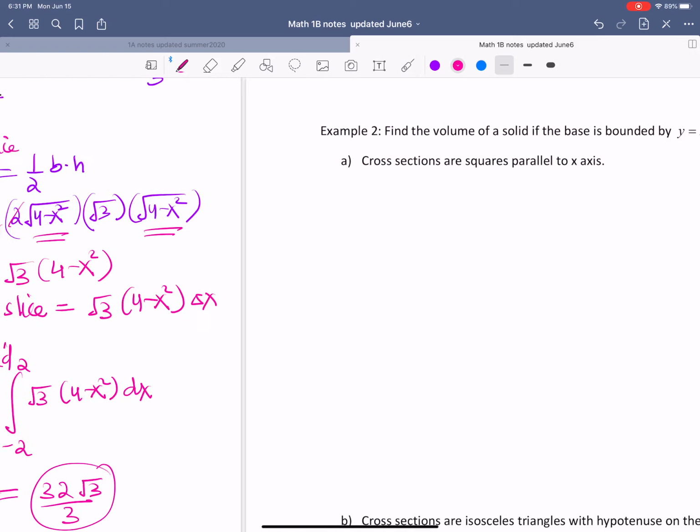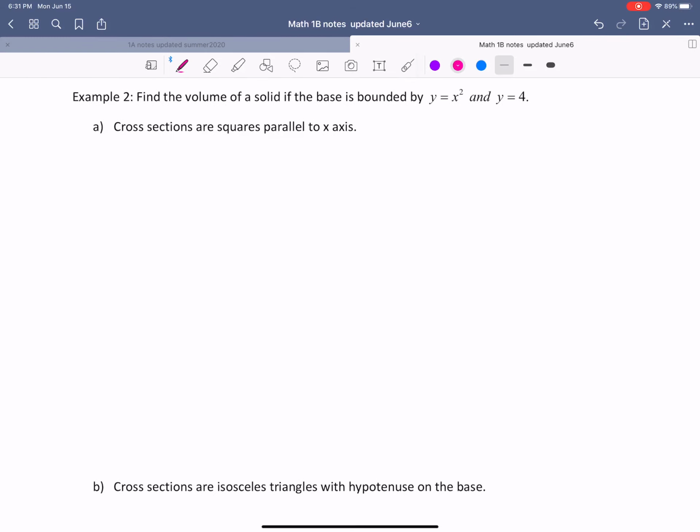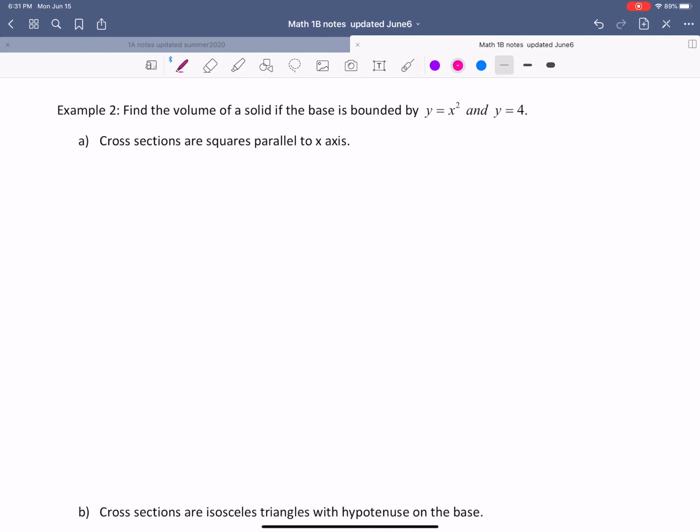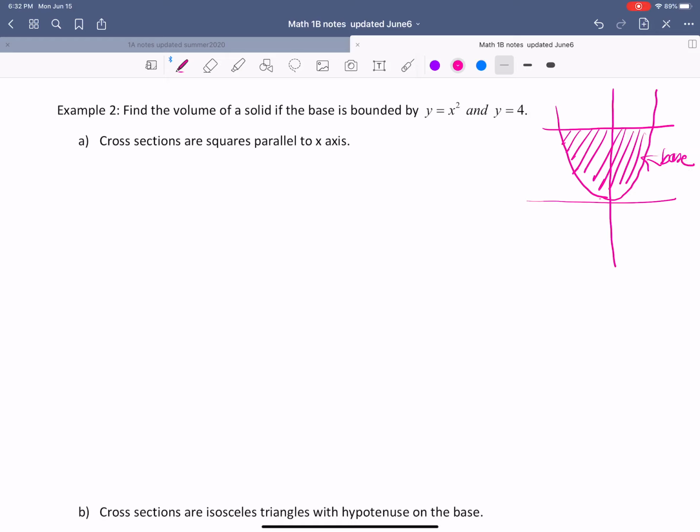Moving on to the next example. Find the volume of a solid if the base is bounded by y equals x squared and y equals 4. Let's draw the base really quick. How does the base look? y equals x squared is a parabola, and y equals 4. So this is the base of the solid.